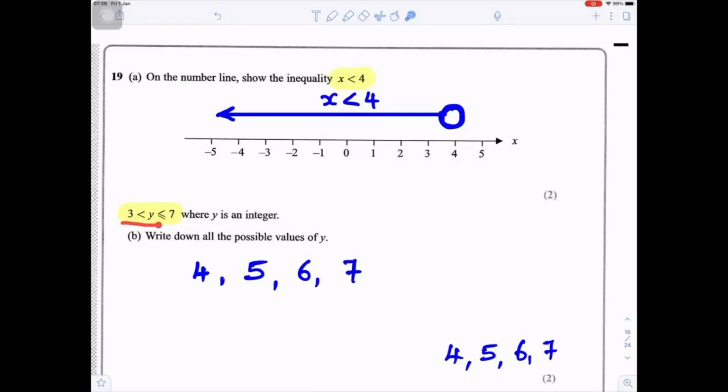The next part: 3 is less than y, less than or equal to 7, where y is an integer. Write down all the possible values of y. So we want all the numbers from 3 up to 7, but because it is less than, it doesn't include 3. But it's less than or equal to, that means it includes 7. So we do not want 3, we want to start at 4 because it says less than. And we want 7 because it says less than or equal to. So it goes 4, 5, 6, 7. So those are the numbers.